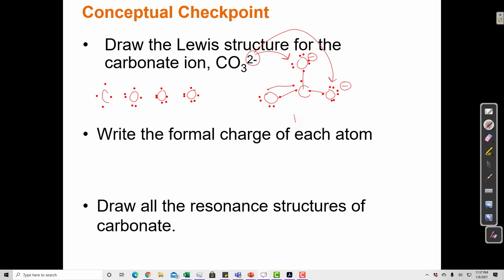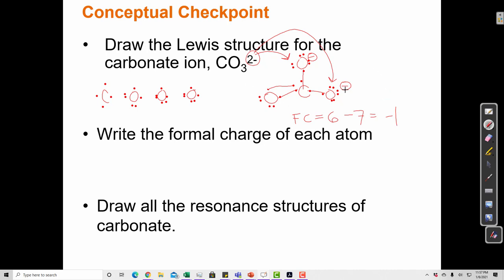Formal charge equals valence electrons, which oxygen has 6 valence electrons, minus sticks plus balls. 1, 2, 3, 4, 5, 6, 7, because we just count the stick here, 7. So 6 minus 7 equals negative 1.